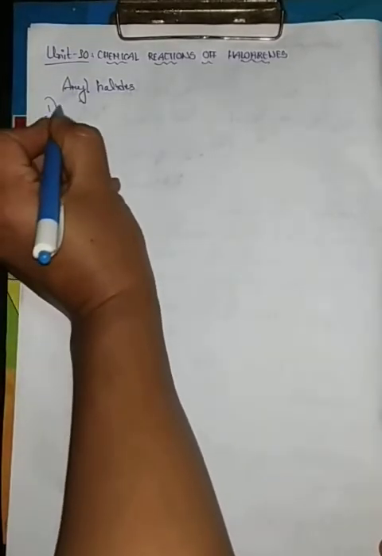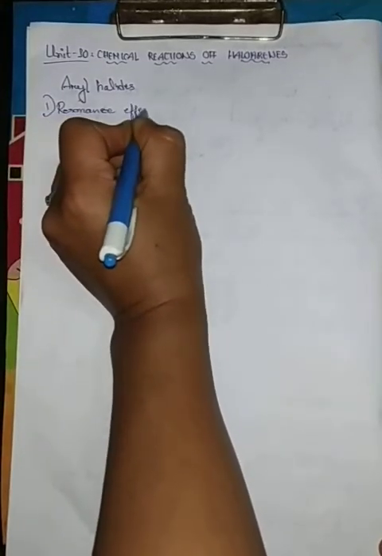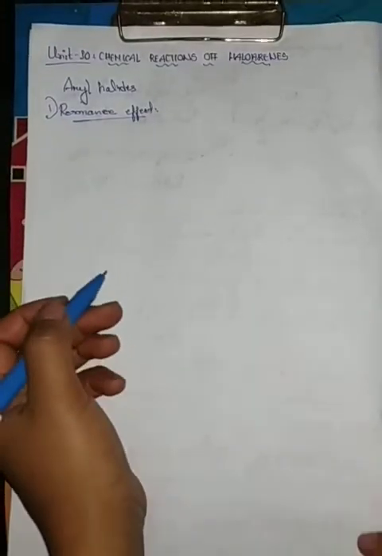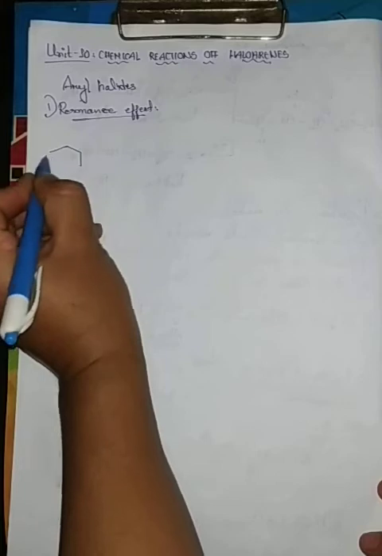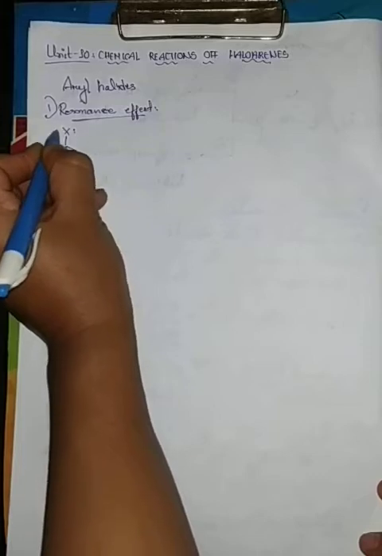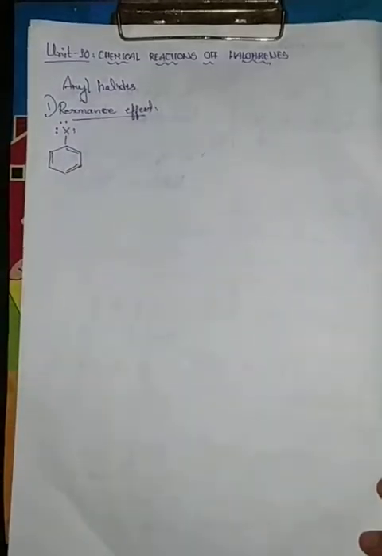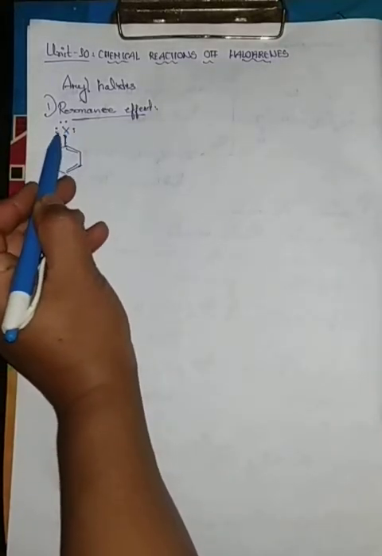Now the first condition is because of the resonance effect. Now in haloarenes, consider the electron pairs on the halogen atom. If this is our haloarene, there are 7 valence electrons in the halogen atom. One electron is used in bonding, and the other electrons are lone pairs. There are 6 more electrons, so there are 6 electrons in our halogen atom.